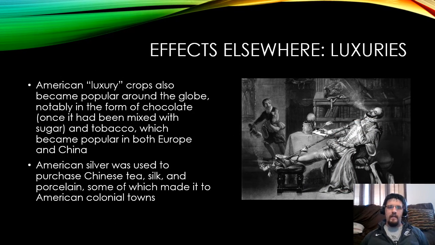You also see American crops become luxuries. You see American luxury crops such as chocolate, once it's been mixed in with sugar, because without sugar it's terrible, as well as tobacco. And both of those become popular in Europe as well as China.